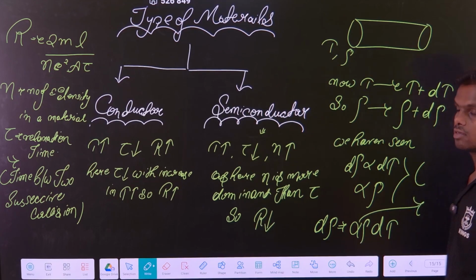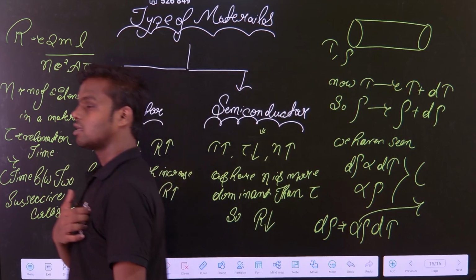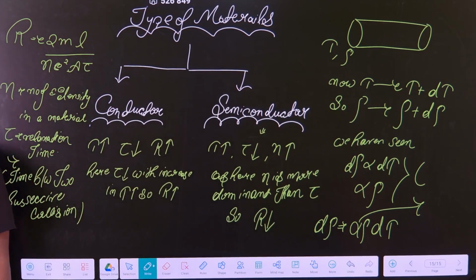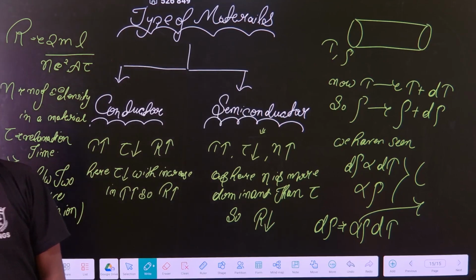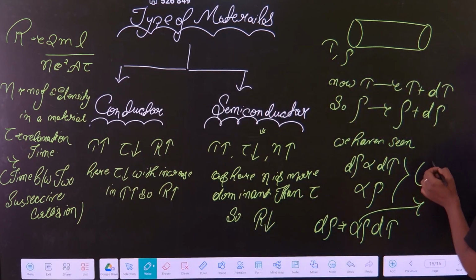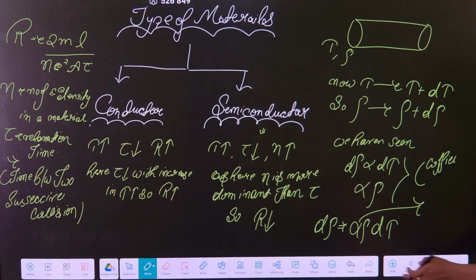Alpha is called... If you remember, there is a coefficient of linear expansion in length. Here it is called the coefficient of thermal resistance. There we have a coefficient of linear expansion; here we have a coefficient of thermal resistance. This is called the coefficient of thermal resistance.